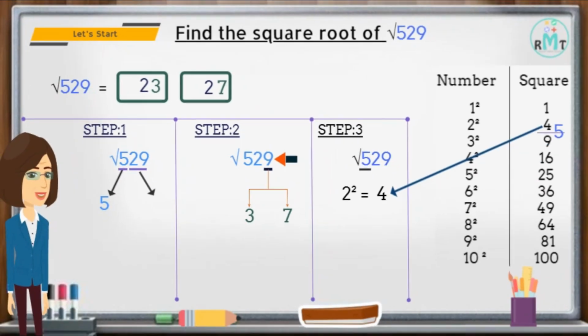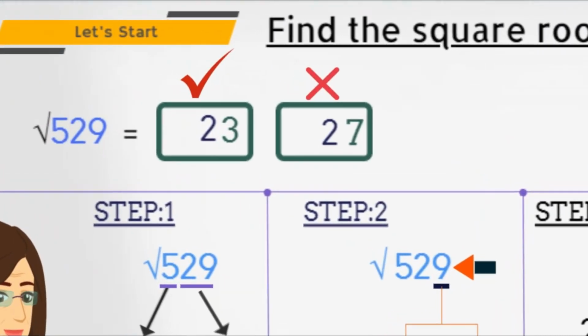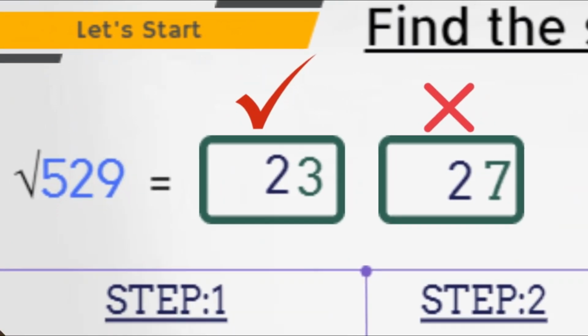Now we check which one is correct. So, we multiply 2 with its next number, which is 3. So we get 6. And we can see that 5, which is given in the question, is smaller than 6. Therefore, the square root of 529 is 23 and not 27.